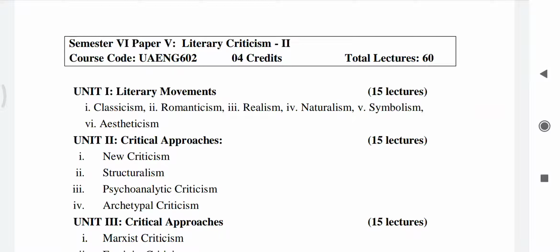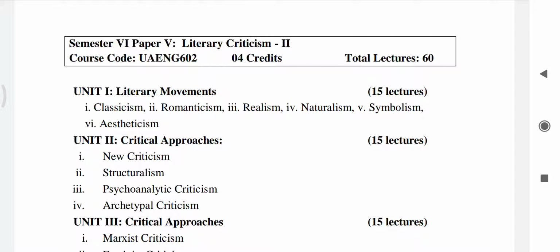As we have seen the critical theories and the nature and function of criticism, it is now the second semester of the TYBM, that is the sixth semester. We are going to deal with the literary criticism paper. Let us go through the papers that I am going to deal with you.